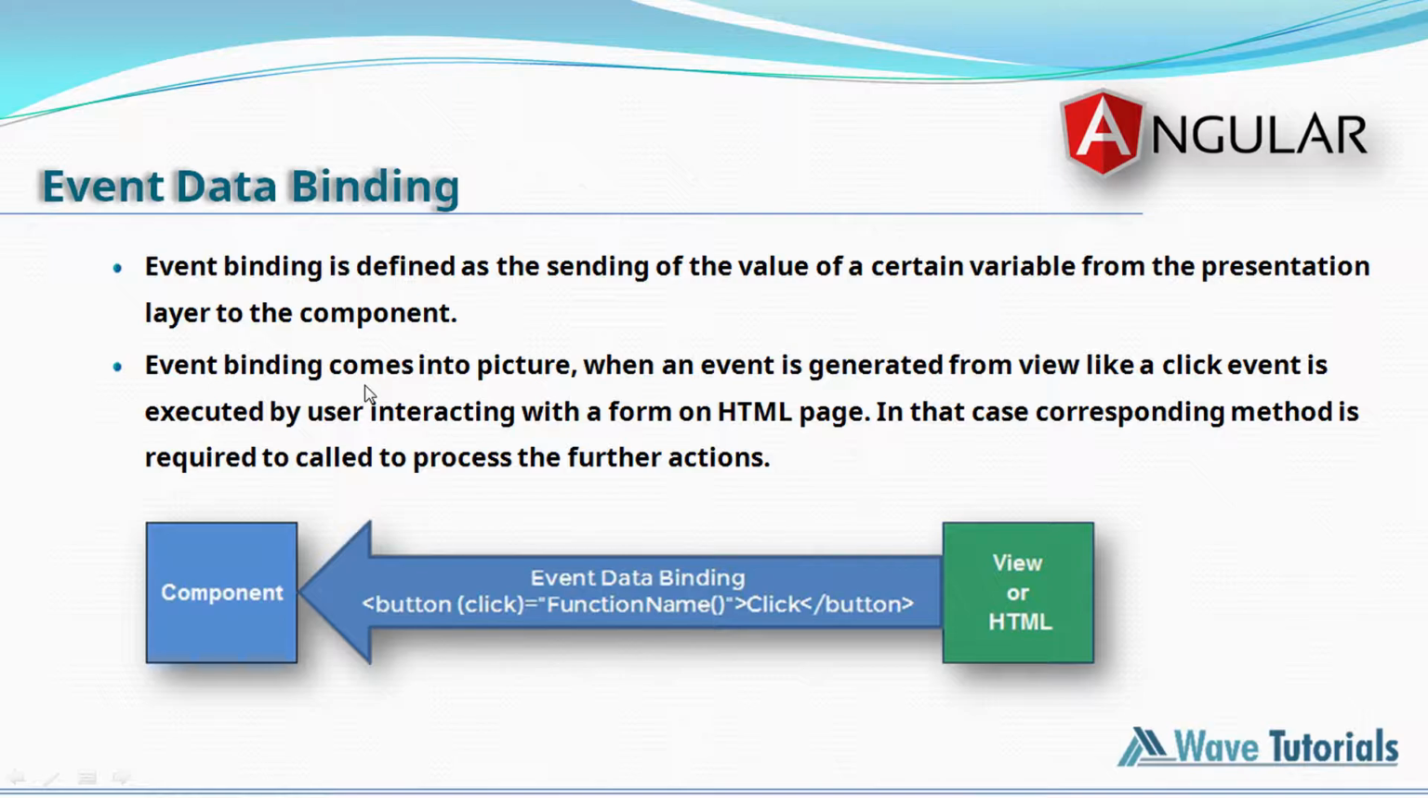Event binding comes into picture when an event is generated from view, like a click event is executed by a user interacting with form. In that case, corresponding method is required to call to process the further action. For example, if some user click on a button or mouse over or mouse out, an event is fired and the corresponding method connected with that event is required to call for further processing. So let's open Visual Studio Code and check an example with event data binding.